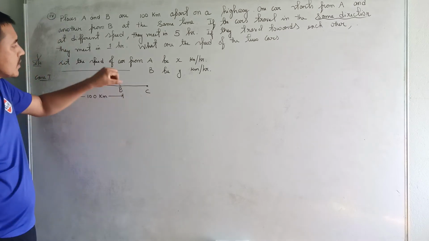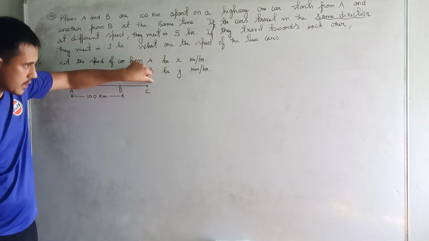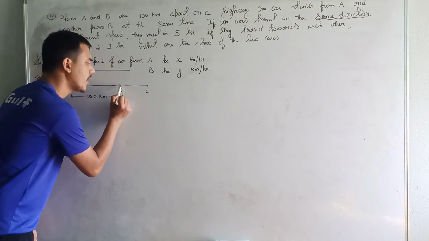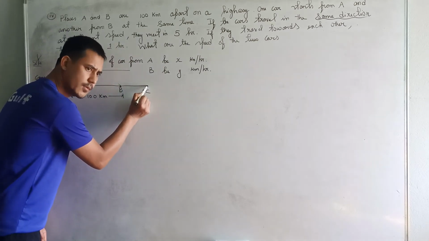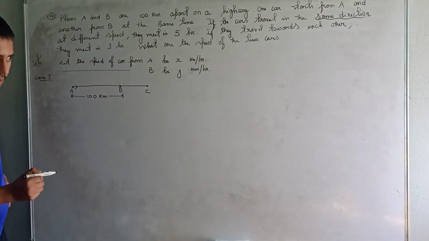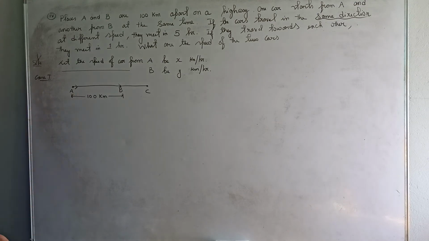Yes, the second car was at B. It stopped at C. So you join a line, you draw a line from its initial position to its final position. The length of that line gives you the distance, okay?